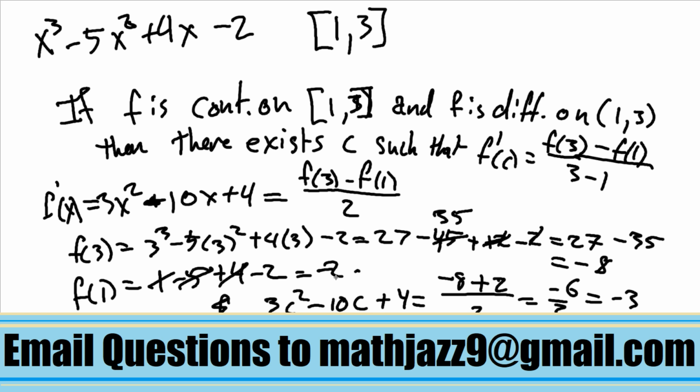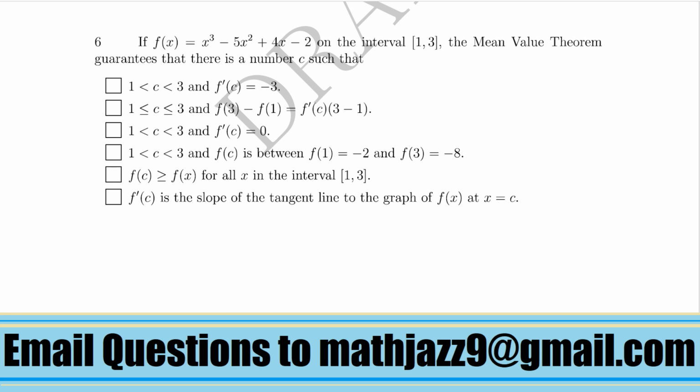So let's look back at our statements to figure out which of these match the problem. We know that there's some place where the derivative equals -3. That's what we proved. That looks like option 1 to us. Option 2 is also correct, but it's somewhere between 1 and 3.